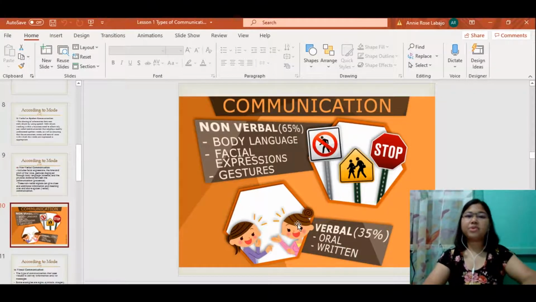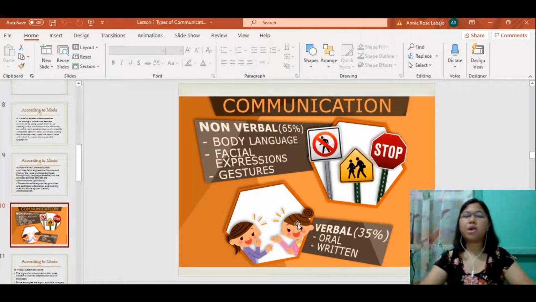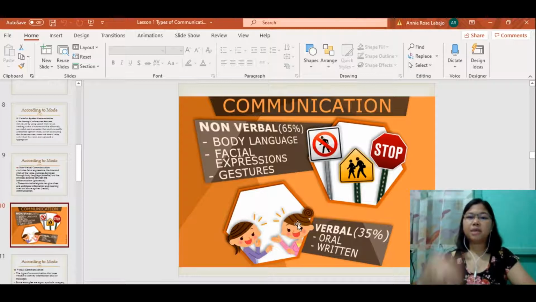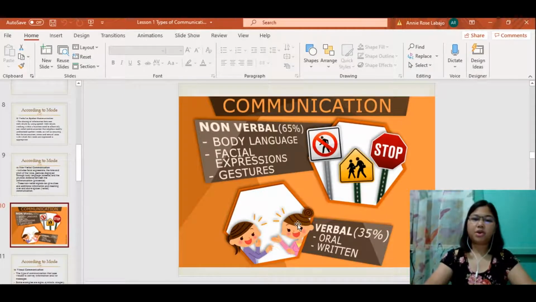Sometimes, without even saying anything, we are able to send our message across. In disagreement or in agreement, we are able to say our message by just nodding our heads or by just giving a thumbs up. That will already give the go signal that we agree with the speaker or with the one that we are communicating with. Okay?